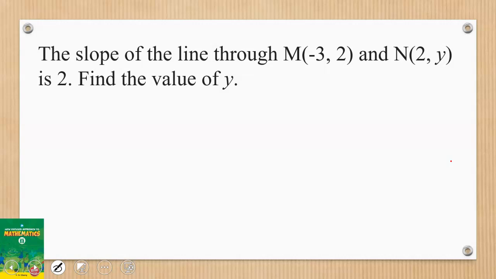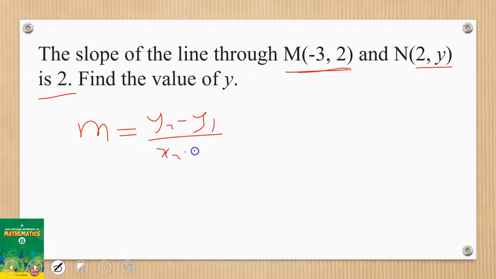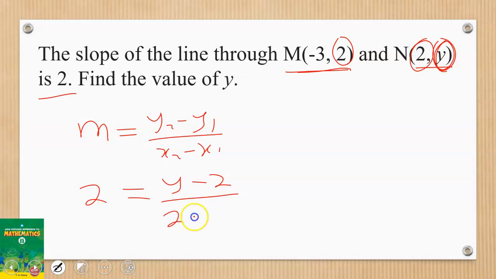Then again, we have the slope of a line that passes through this point and that point is 2. Find the value of y. Okay, we know that the gradient has been defined, and we know gradient to be y2 minus y1 over x2 minus x1. So if the gradient is 2, what is our y2? I can call this y2 and call this y1. So we have y minus 2, all divided by, then once I call this one y2, I must call this x2, so 2 minus negative 3.